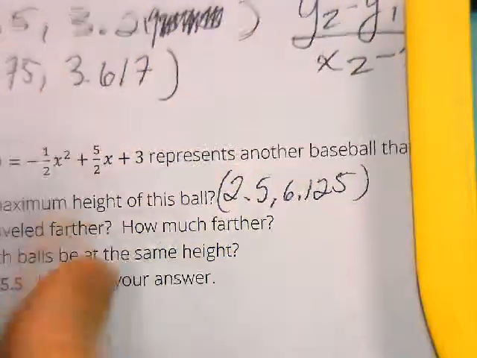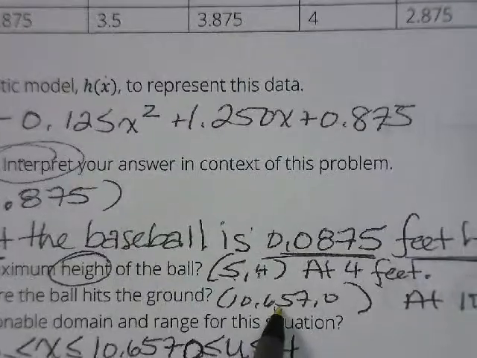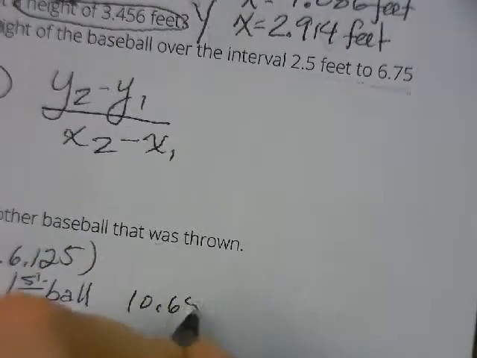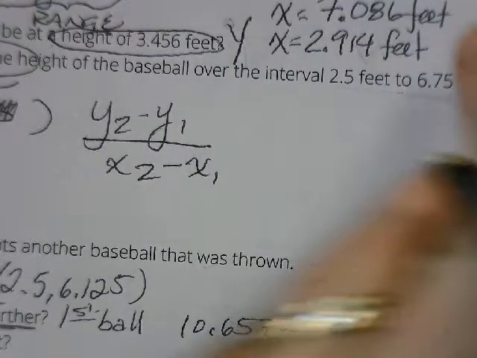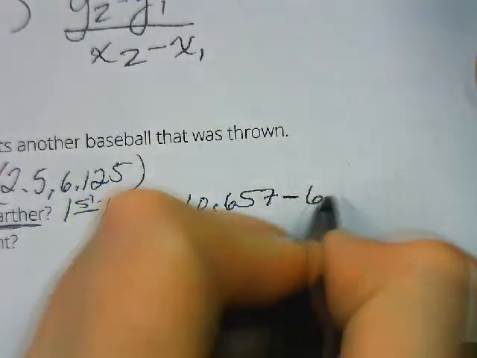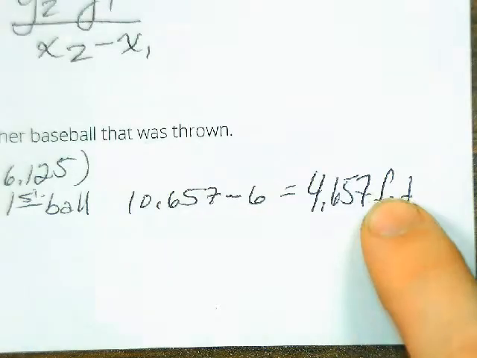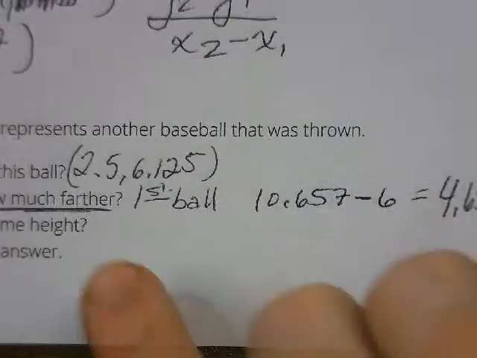So we know that the first ball traveled farther. And how much further? Well, because our first ball, again, this is part D up here, traveled 10.657. We know that our second ball, we just figured out, travels 6 feet out. So it's going to be 10.657 minus 6. And that means our total distance here is 4.657. Good. So 4.657 feet. And make sure that you've got your units on there. 4.657 feet. Alright.